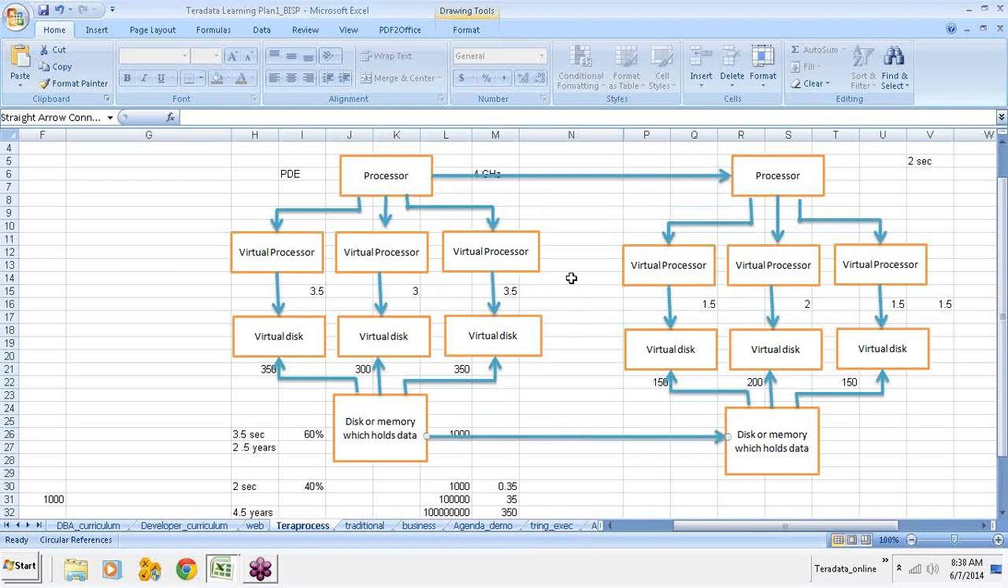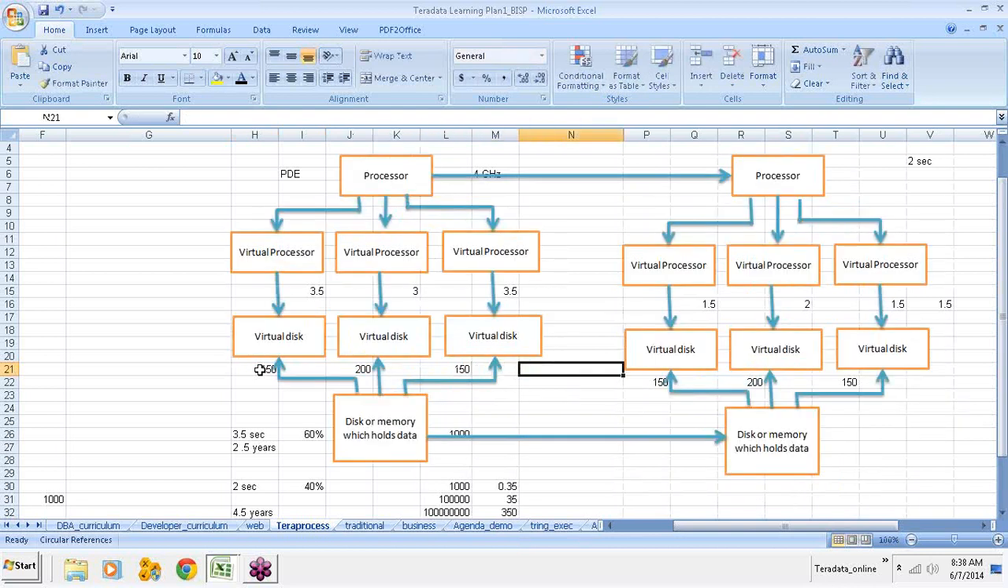So when you have the 2 machines connected, and when you restart this machine, your configuration now has 6 virtual disks and 6 virtual processors, and the same 1000 records now have to be distributed across 6 virtual disks, right? So the distribution could happen like this: 150 records here, 200 here, 150 records here, and 150, 200, 150 here. So across 6 virtual disks, all the 1000 records got distributed.